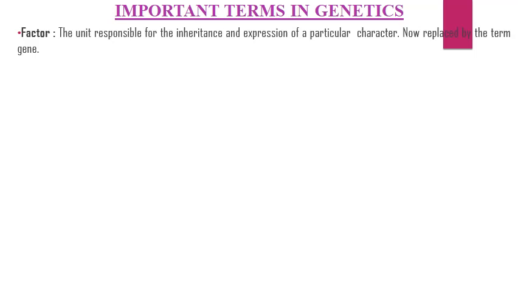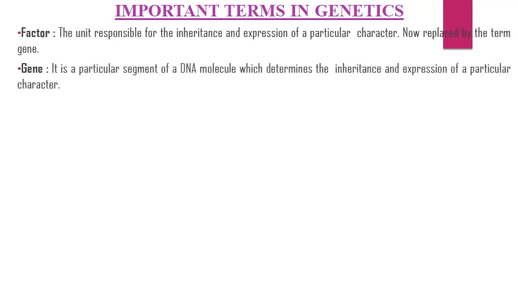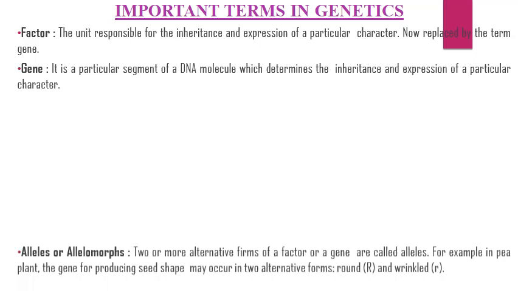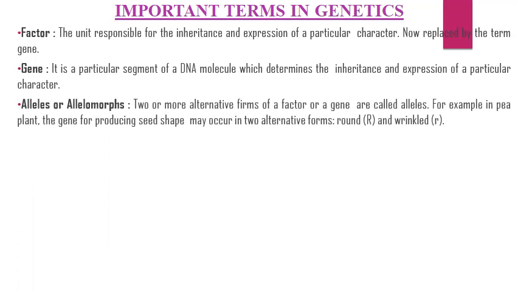Factor: the unit responsible for the inheritance and expression of a particular character, now replaced by the term gene. Gene: a particular segment of a DNA molecule which determines the inheritance and expression of a particular character. Alleles or allelomorphs: two or more alternative forms of a factor or a gene are called alleles.